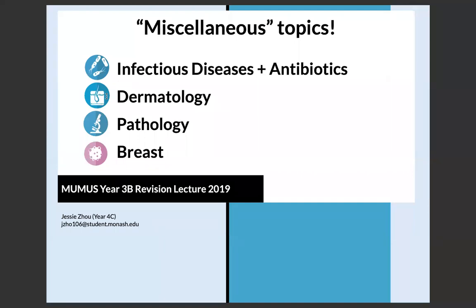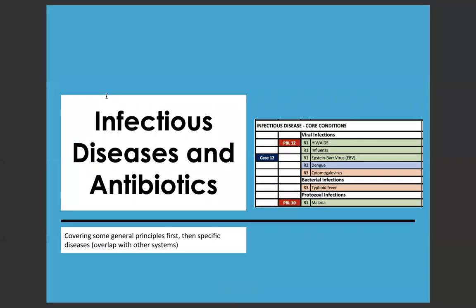Okay, let's get started on ID. So this is from the matrix. Obviously ID overlaps with a lot of other systems. So I'll be running over some important conditions for you to know, as well as the green conditions highlighted here.